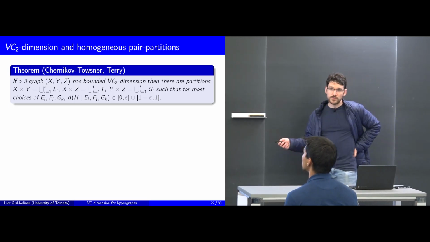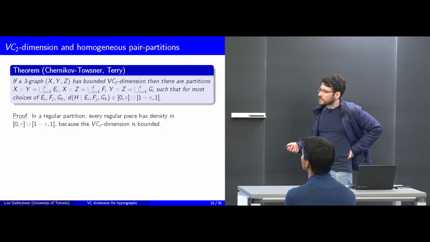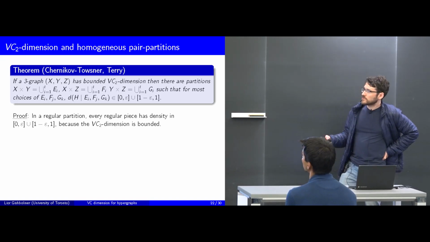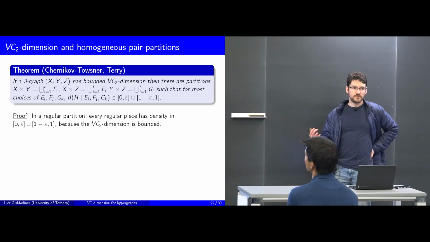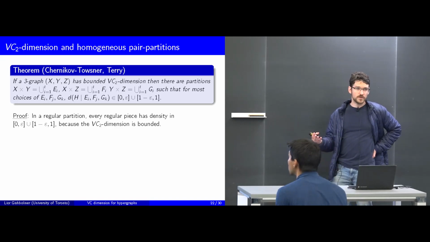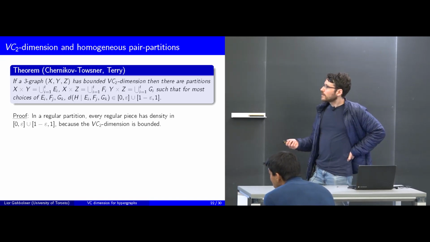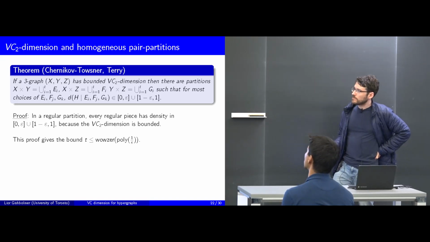Okay, so again, I essentially told you the proof of this already. All you do is you apply the regularity lemma, and you observe that every regular piece, because the VC 2-dimension is bounded, so there is something forbidden that you cannot find, it means that the density is close to 0 or 1. And because we're using the hypergraph regularity lemma, we get a bound of Wowzer.